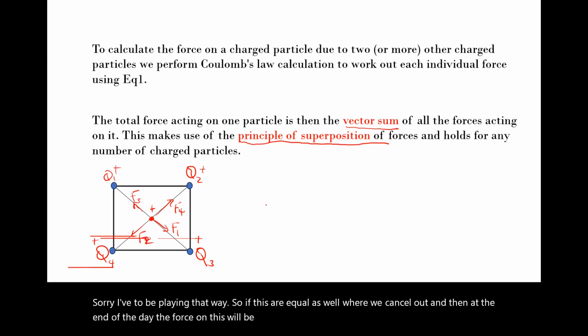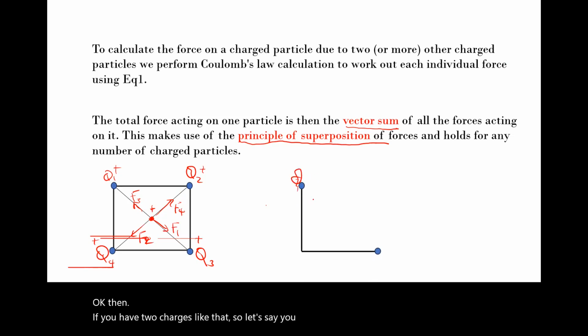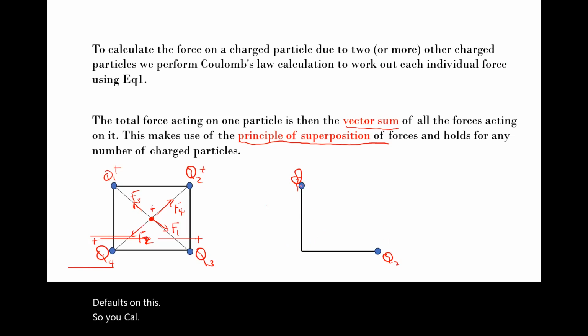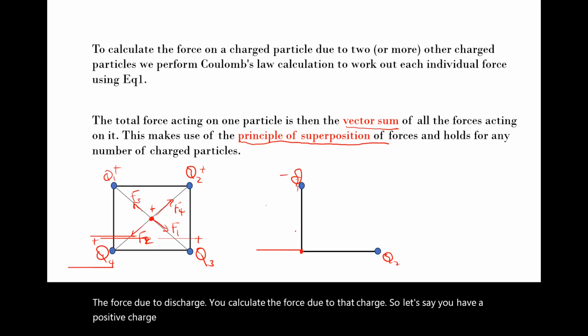Okay? Then, if you have two charges like that, let's say you have a charge here, Q1, and another charge here, Q2, to calculate the force on this one, you calculate the force due to this charge and the force due to that charge. Let's say you have a positive charge here. If this is negative, then it's going to be attractive, for example, it will go that way.